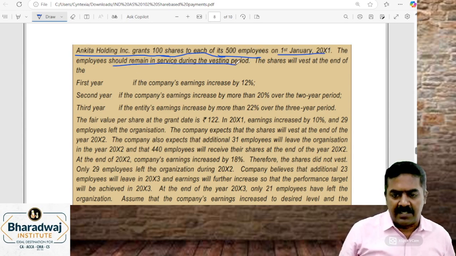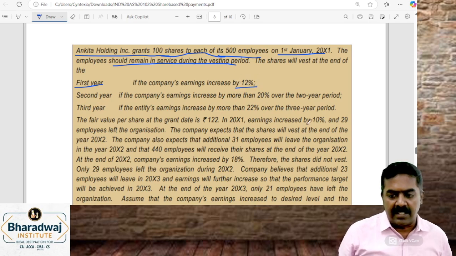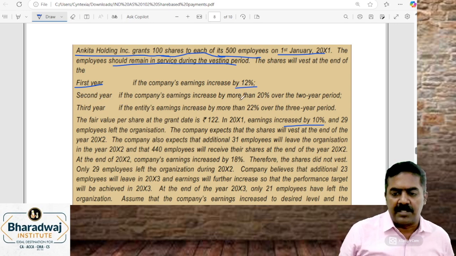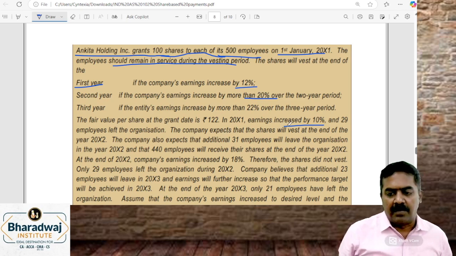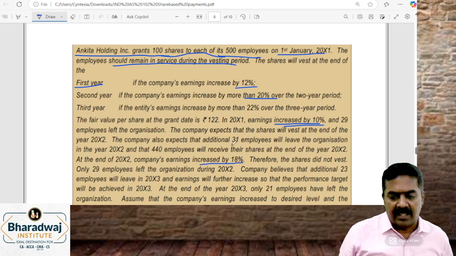The employees should remain in service during the vesting period. Shares shall vest at the end of the first year if the company's earnings increase by what percentage? But earnings increased by only 10%. 29 employees left. Second year, if the company's earnings increase by more than 20% over a 2 years period. If the 10% trend continues, 10 plus 10 would be 20%. But the second year's actual position is only 18%.